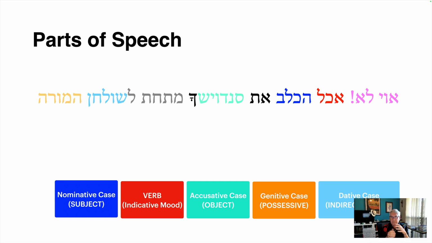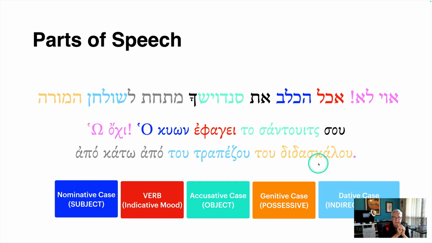And those of you who speak Arabic will have already noticed that kelb and kalb are basically the same word, the word for dog. And also that tachat is very similar, the preposition for under. Now, if we look at this in terms of a Greek sentence, and again, there's a couple of little tweaks that I've made.